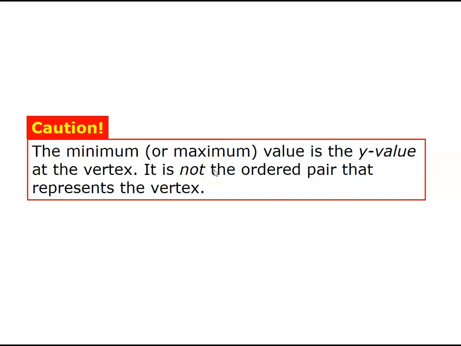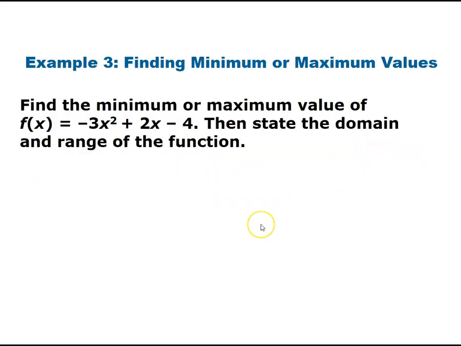So the minimum or maximum value is the y value at the vertex. It is not the ordered pair that represents the vertex. Always remember, it is not the ordered pair that represents the vertex. It's only the y value of the vertex.